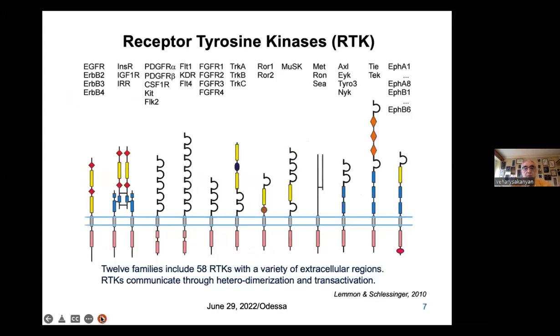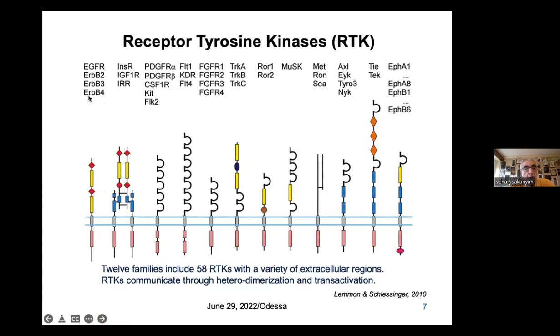Here, now we have a list of different receptor tyrosine kinases. Tyrosine kinases are located in the cytoplasm, and there are 58 of these tyrosine kinases. They can be grouped according to their similarity. And here is the first one.